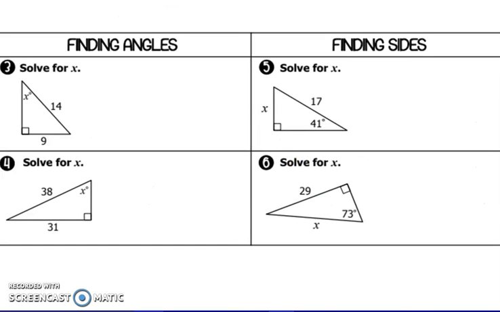Now, if we want to actually apply this and find missing angles and missing sides, the first step, always, always, always, is you need to make sure your calculator is in degree mode. If your calculator is not in degree mode, it will still work, but it will give you the incorrect answer. So at the top of your calculator, press the mode button, which is next to second, and change it from radian to degrees.